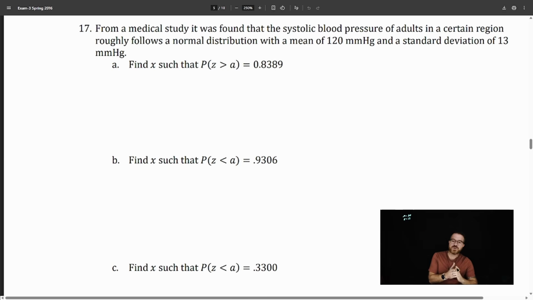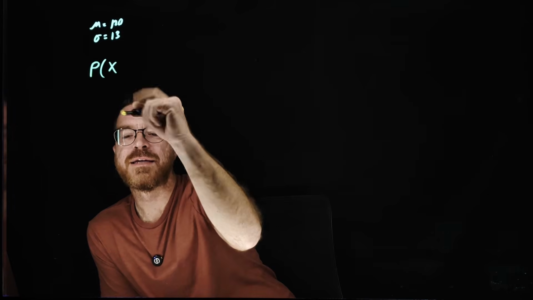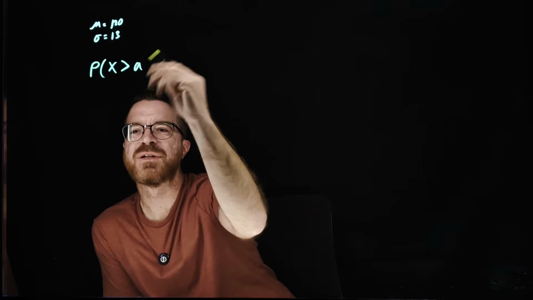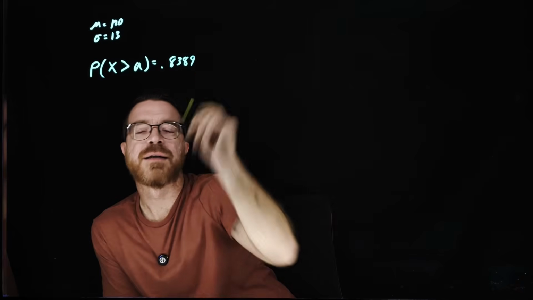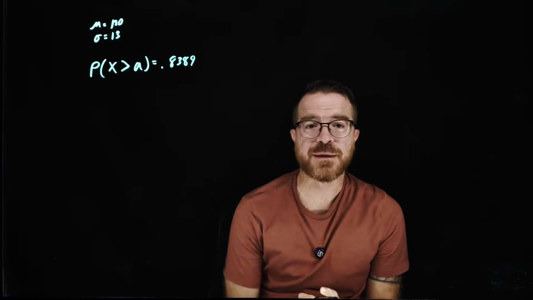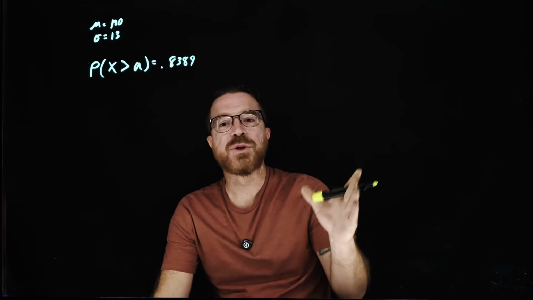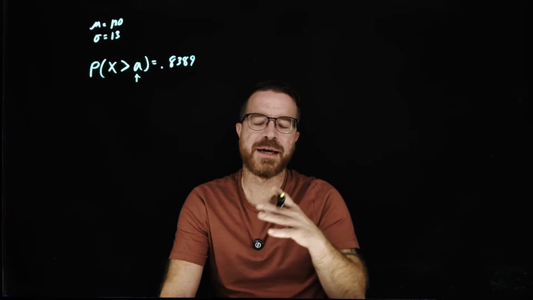And the question asks us to find x such that the probability of z greater than some value a equals 0.8389. So we're actually looking for the probability that x is greater than some value. We already used a, but in this case, I'm just going to leave it as a. And we want to know what is the probability that this is 0.8389. Now, don't confuse this with the a that's in the problem, because that a value is going to be whatever z value causes this to be true, and then we're going to convert to our x value. So this is what we're going to be looking for, this x value, a.